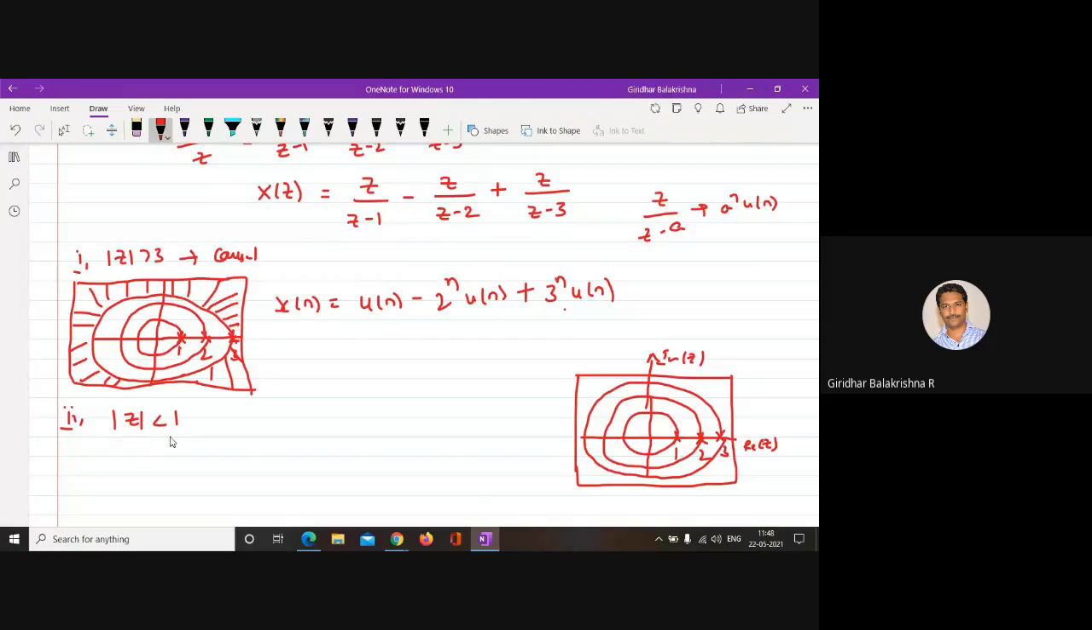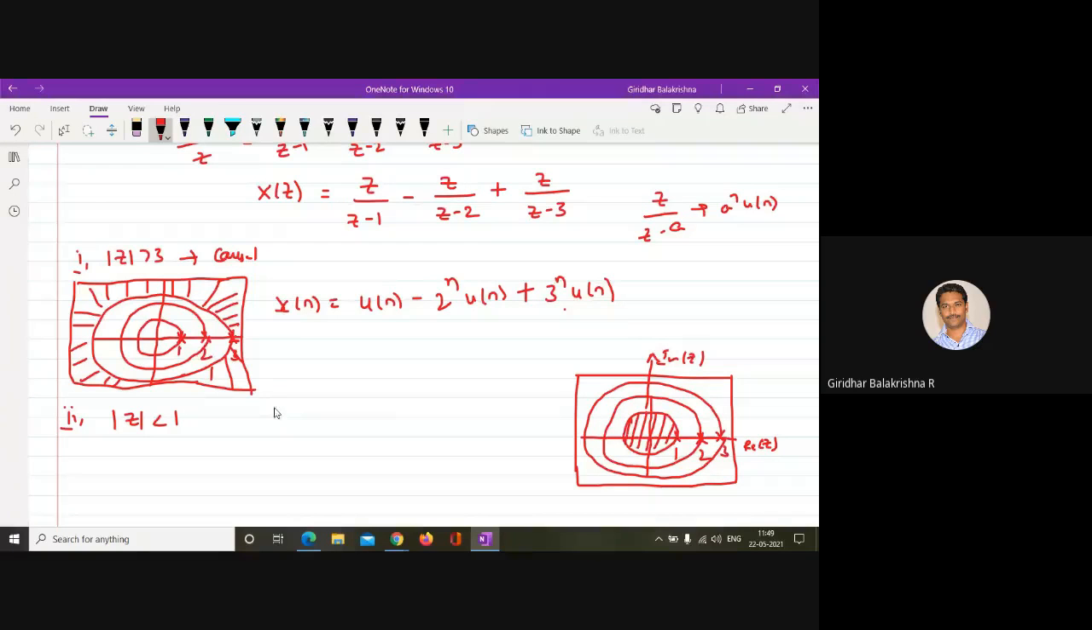So what is the second case? Mod z less than 1. Therefore ROC lies inside, interior to the circle of radius 1. So for pole 1, ROC is causal or anti-causal? Anti-causal. For pole 2 also ROC is anti-causal. For pole 3 also ROC is anti-causal. So for all the poles, ROC is anti-causal.